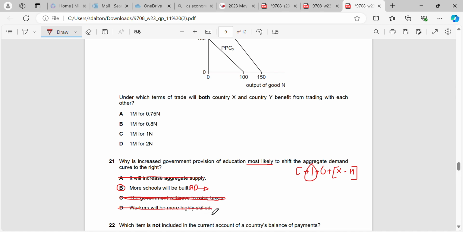Workers will be more highly skilled. That's something that may increase our productivity. It may allow us over the long run to move our AS, but that is not going to be relating to any components of AD here. The fact that they're more skilled doesn't mean that expenditure, investment, government spending, exports or imports will necessarily increase, so we can't assume that AD will move.